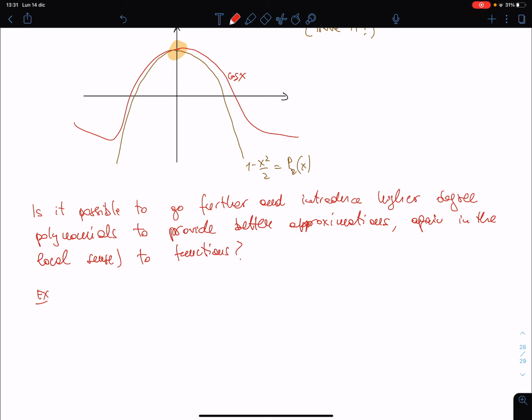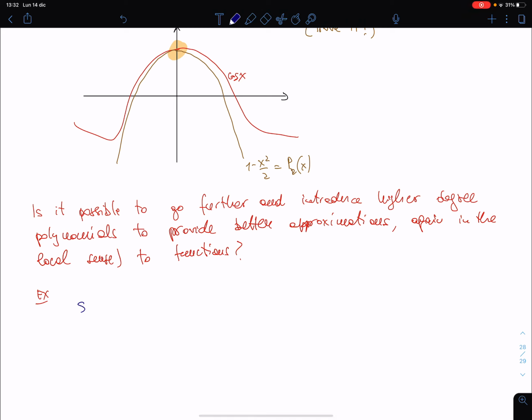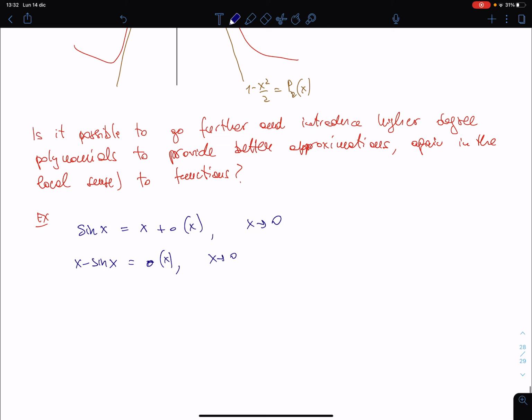The example is again that of the sine. The function to be approximated is sine of x. You know that sine of x is equal to x plus little o of x as x goes to 0. In other words, x minus sine of x is a little o of x as x goes to 0.